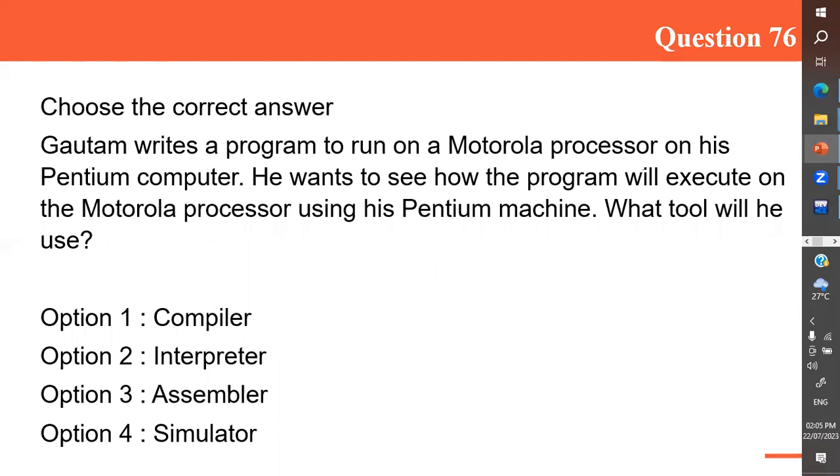Compiler, are you sure? Check carefully. Gautam writes a program to run on a Motorola processor. Pentium, these are processors, dear. Type of processors. Right now we have Intel, AMD, right? Pentium, Motorola, these are processors.